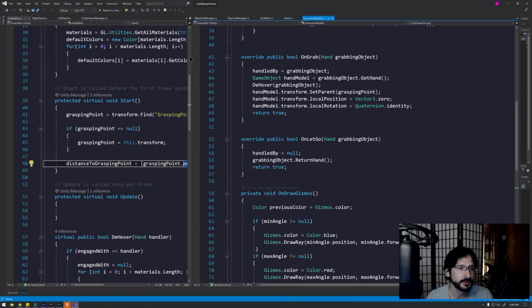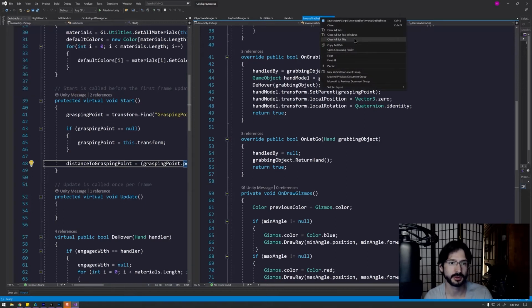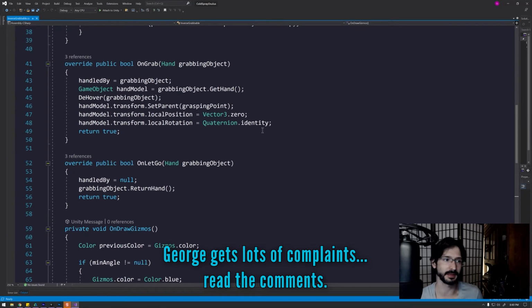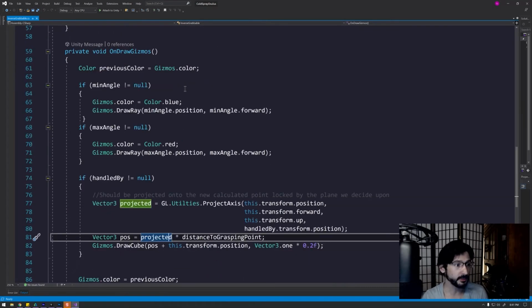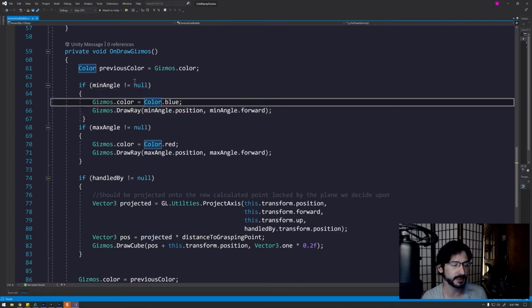So we're in the inverse grabbable class, and why don't we go ahead and close everything but the one we currently have open. Let's do close all but this. And we'll zoom that up a little bit, because the number one complaint on my channel is either I go too fast or the text is too small. So here we have our onDraw gizmos, and we're doing a minimum angle, and if this value does not equal null, we're drawing it here. We're doing the same thing over here, and we have our blue and our red vector.